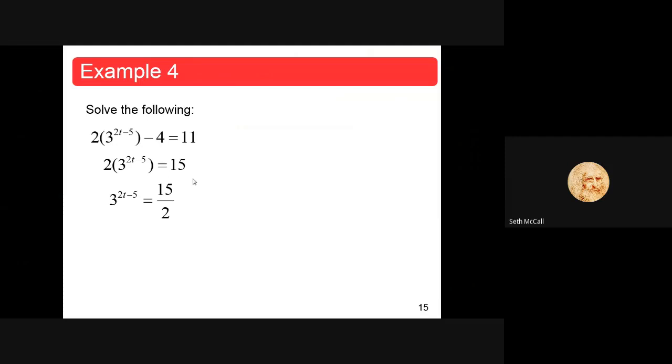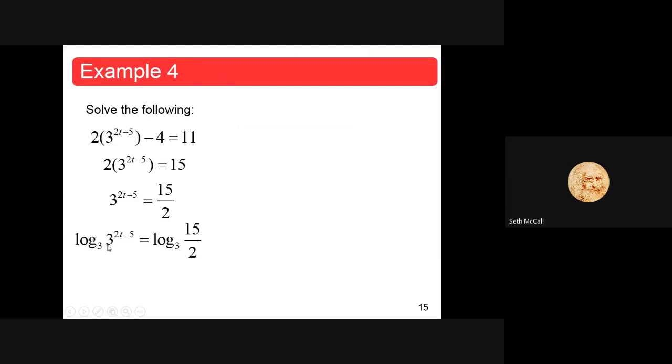Now, the only way to get this variable down and out of the exponent position is to utilize the power property, but to utilize the power property, we need to have a log. So we're actually going to log both sides of the equation here. Because this is base 3, we're going to use log base 3. So you always want your log base to match the base of the exponent. So we're going to do log base 3 of 3 to the 2t minus 5, and that's going to equal log base 3 of 15 over 2.